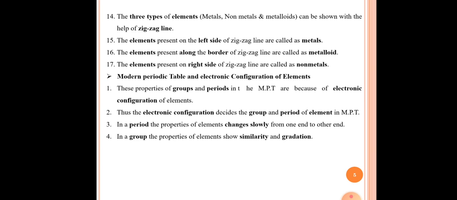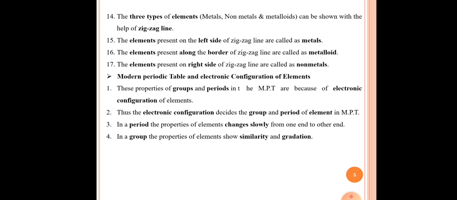Okay, after that, our 17th point is, the elements present on the right side of the zigzag line are called non-metals. So in this way, the zigzag line divides the metals, non-metals and metalloids in the P block of the modern periodic table. So after that, our next point is, modern periodic table and electronic configuration of the elements.